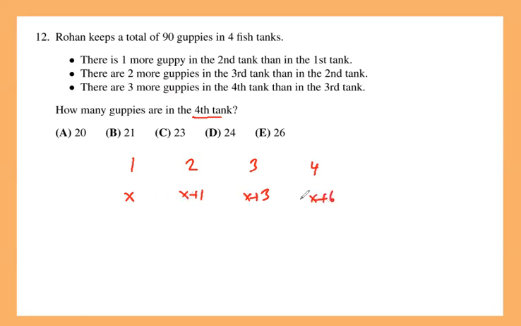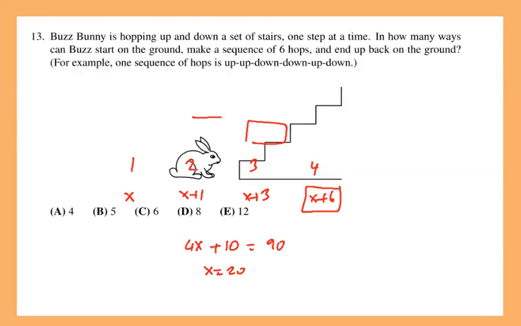If you add 1, 2, 3, 4, that is 4X. And then 1, 3, and 6 add up to 10. Their total is 90. So if you subtract 10 from both sides, you get 80, 4X is 80, X is going to be 20. Again, 20 is one of the choices, but we have to be careful. We are looking for the number of fish in the fourth, which is X plus 6, so 20 plus 6 would be my answer. So that is number 12. Let's look at the next one.